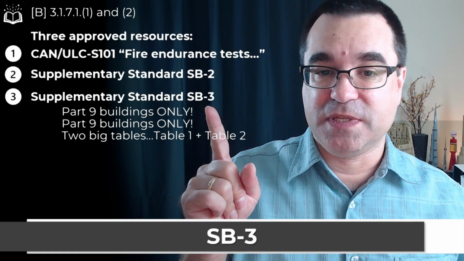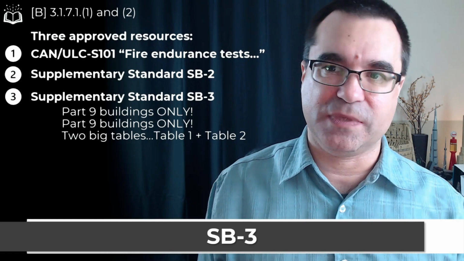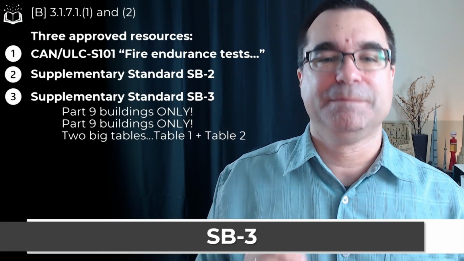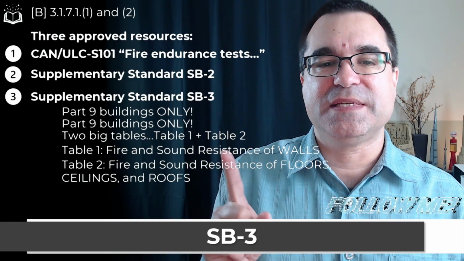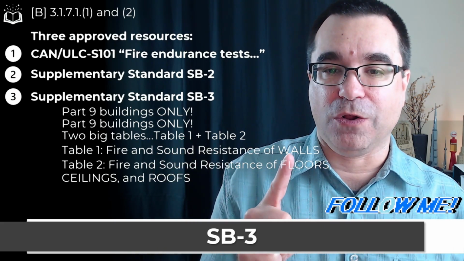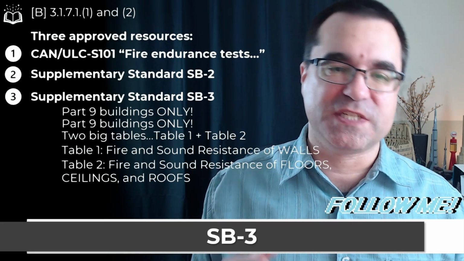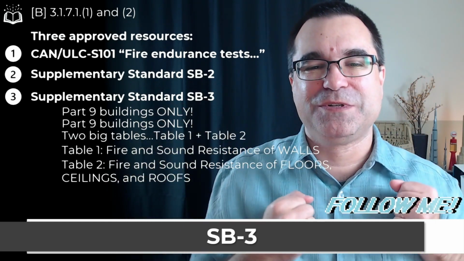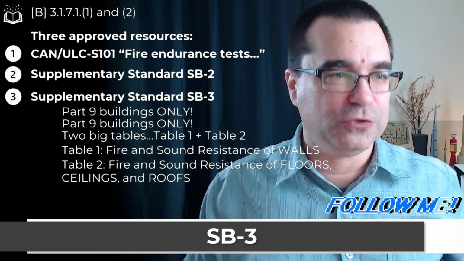Well, if you go to SB3, you can have a look at how a similar list of assemblies is set up. The only thing is, the one on SB3 is only for Part 9 buildings, okay? But that's how it's set up. Table 1 is for the fire and sound resistance of walls, whereas Table 2 is for the fire and sound resistance of floors, ceilings, and roofs. So Table 1 is for vertical assemblies, and Table 2 is for horizontal assemblies.